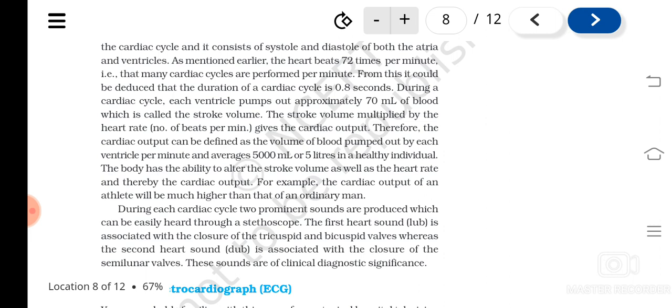And then the second sound, dub, is associated with the closure of semilunar valves. The semilunar valves get closed when the ventricles contract and push the blood into the arteries. So this sound is heard as the dub sound. So lub and dub are the heart sounds. They are produced by the closing of various what? The valves. The lub sound is produced when tricuspid and bicuspid valves are closed, and the dub sound is heard when the closure of semilunar valves happens.